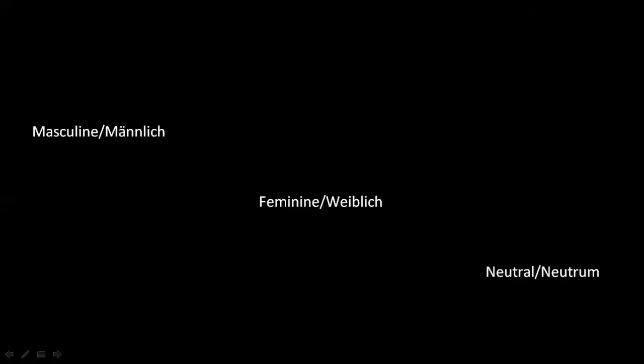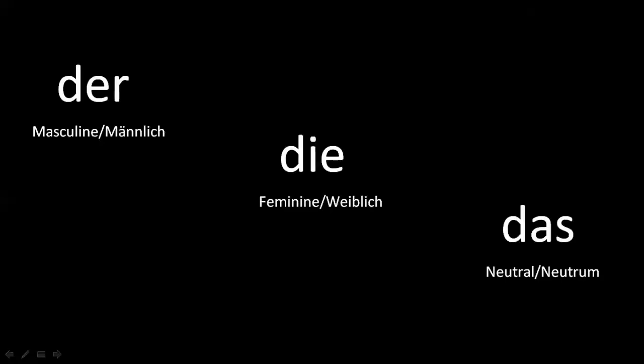The articles associated with each of these are as follows. They're der, die, and das. Those are the basic articles for each of these genders. So anytime you have a noun, and you need to use a definite article, you need to know the gender to know what article that you're going to use. So let's see this in action.